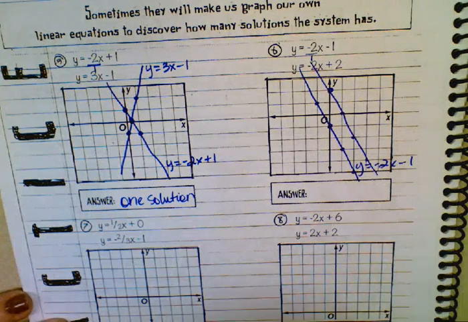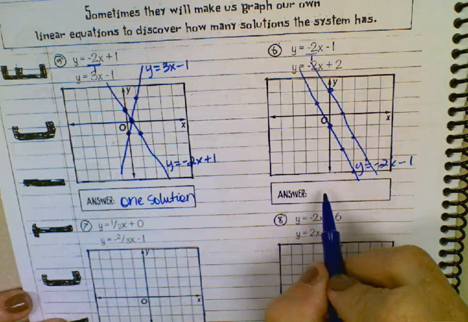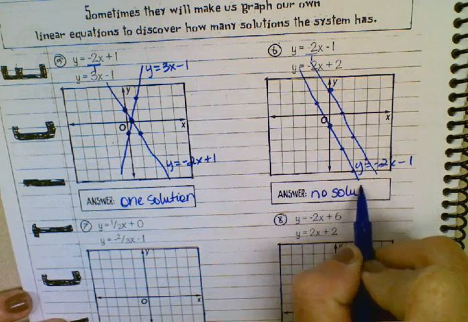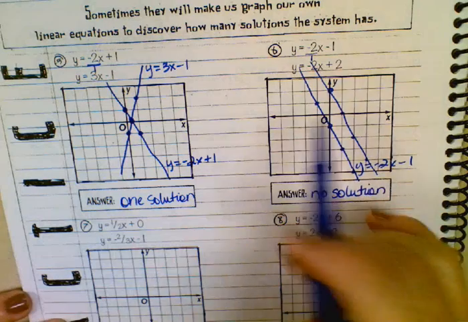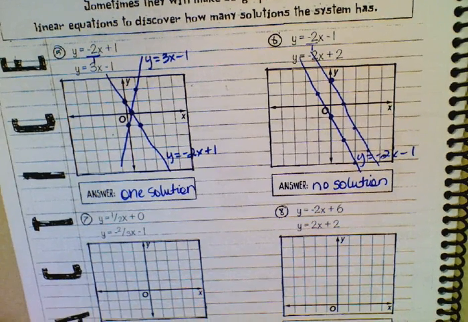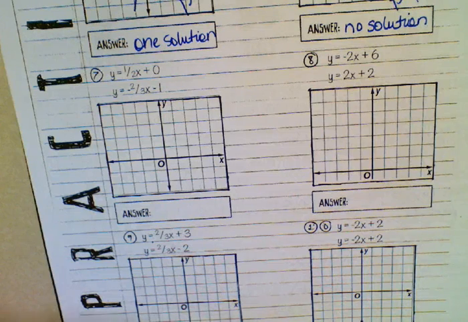Something similar about those lines, because they are parallel, so they have no solution. I want you to think about why those two graphs may be parallel. I just want you to ponder that question, and we'll talk about it the farther we go on. Okay? I want you to graph 7, 8, 9, and 10, and then come back and check your work.